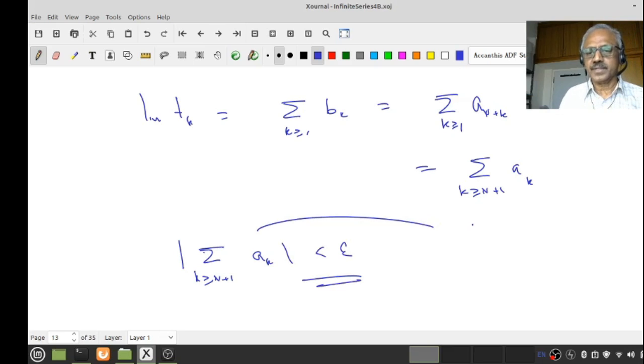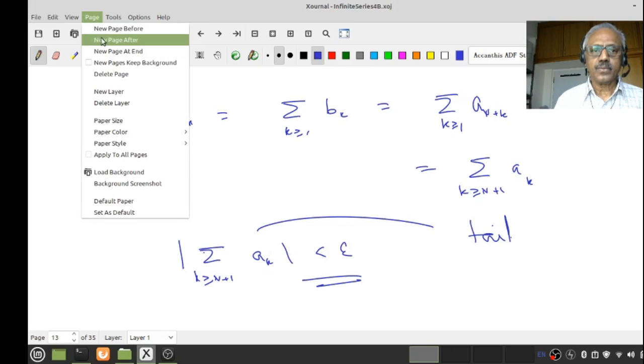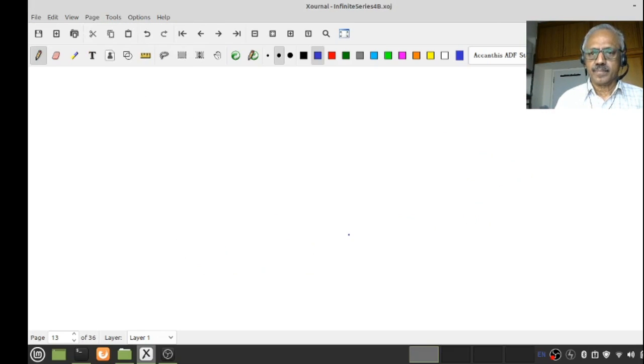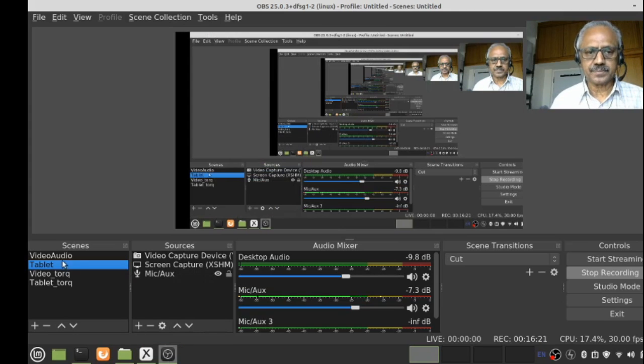This is what is called a tail. So if I have a convergent series, give me any epsilon, I can take away the first finite number of terms, then the tail of the series is an infinite series. Its sum in absolute value will be less than epsilon. That is the correct way to understand. Whereas if you try to do it the earlier way, what you get is some algebraic manipulation. So please understand the last proof.